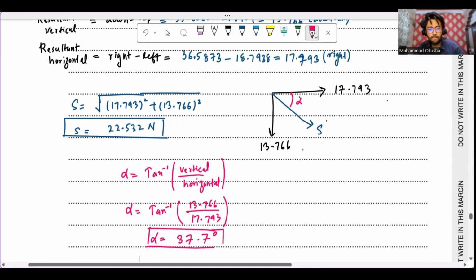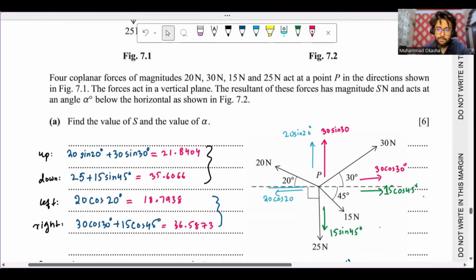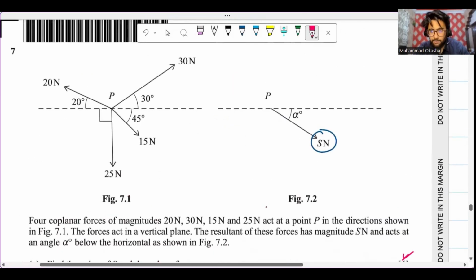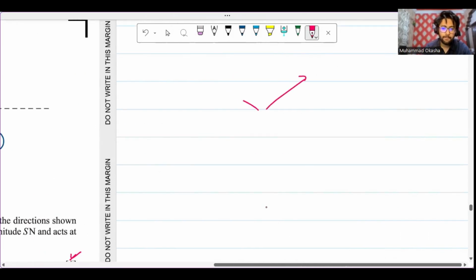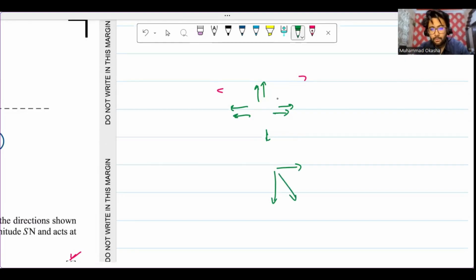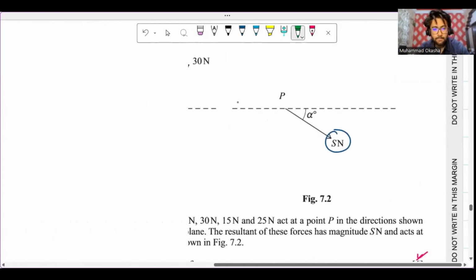So that's how we are done with the first part of the question, which was, I think, justifiably 6 marks. Let's pause and reflect on what we did over here. We had a bunch of forces in different directions. We broke down the forces into horizontal and vertical components. Then we worked out the resultant horizontal and the resultant vertical. From there, we worked out their overall resultant, and then we worked out the angle as well.